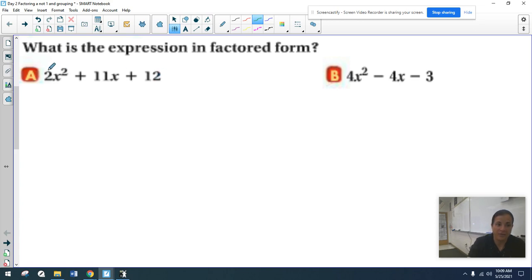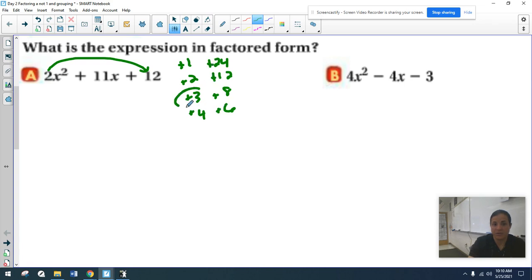So what you have to do is multiply these. So 2 times 12 gives you 24. So I'm going to do factors of 24. Those are all my factors. Okay, same rules here. I've got a plus, so both are the same. Both are going to be pluses. So everything is going to be a plus. You want to find the ones that give you 11, which are here.